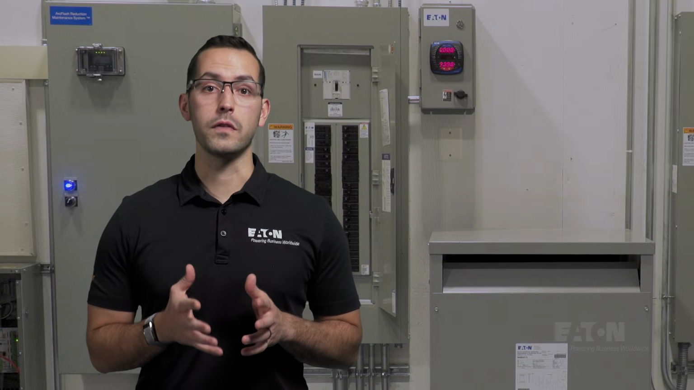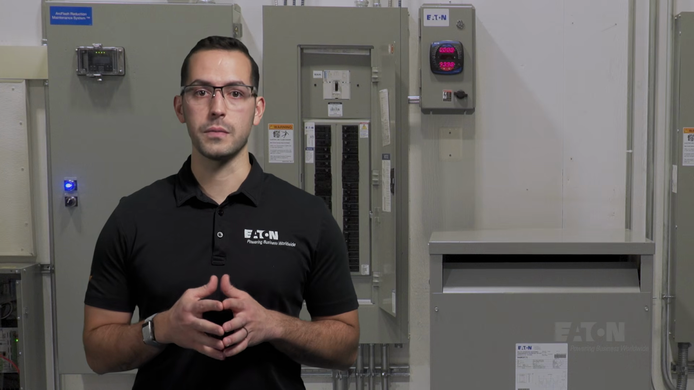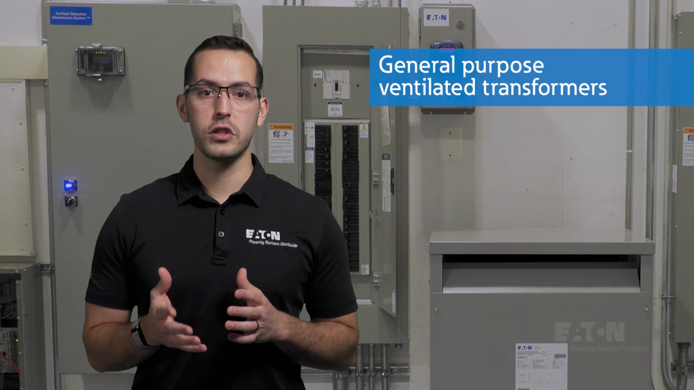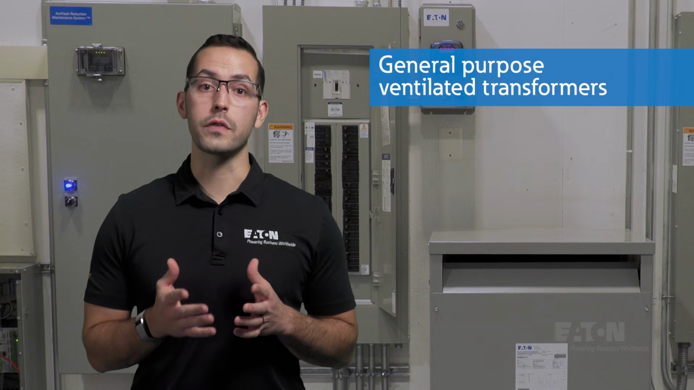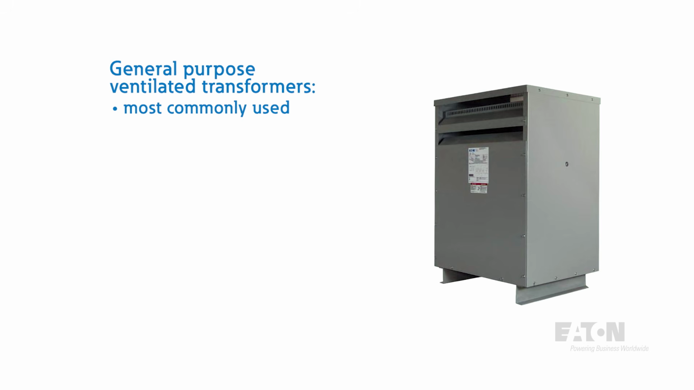There are different types of low-voltage dry-type distribution transformers that are used in electrical systems. General-purpose ventilated transformers. As the name suggests, general-purpose transformers are for just that, general purpose. These are the most commonly used transformers used to step up or step down voltages in commercial and industrial facilities to feed general loads. A common installation would be in a commercial facility that has 480, 277, 208, and 120 volt loads.